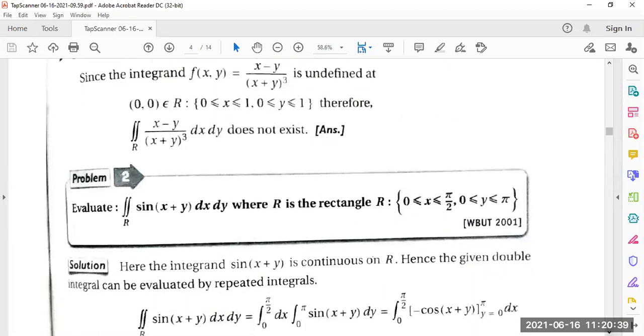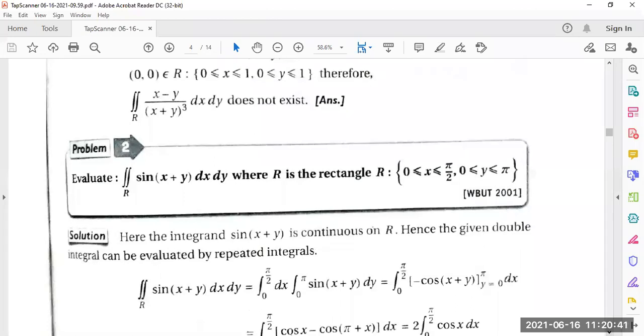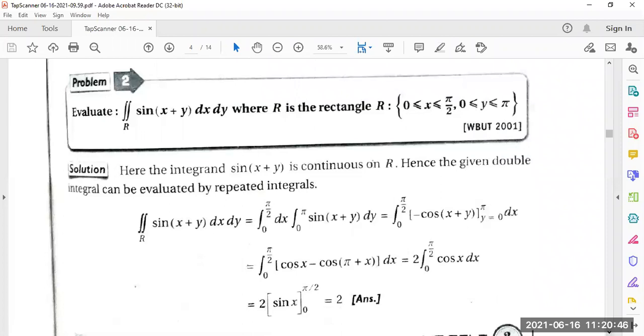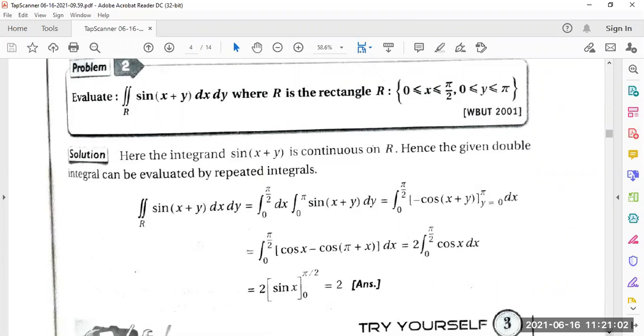Here it is given x equal to 0 to pi by 2, y equal to 0 to pi. Here it is given double integration over R of sine of (x plus y) dx dy, where R is the rectangle given. Here the integrand sine of (x plus y) is continuous on R, as it is a trigonometric function. We know that the trigonometric function is continuous everywhere. Hence the given double integral exists and it can be evaluated by repeated integral.